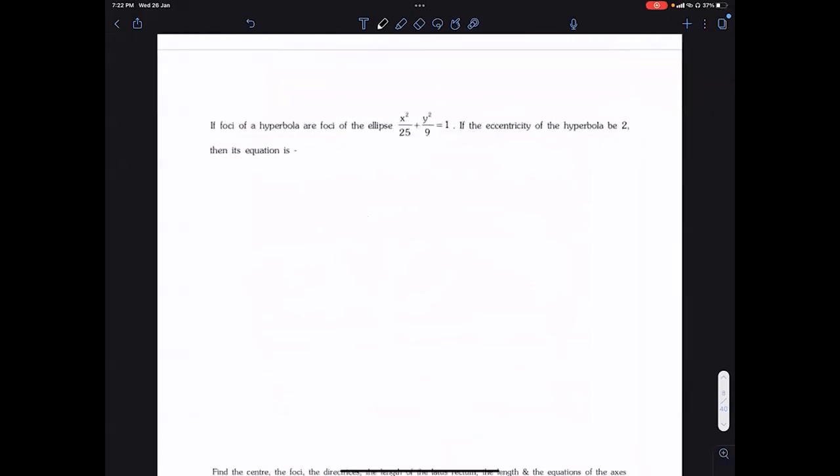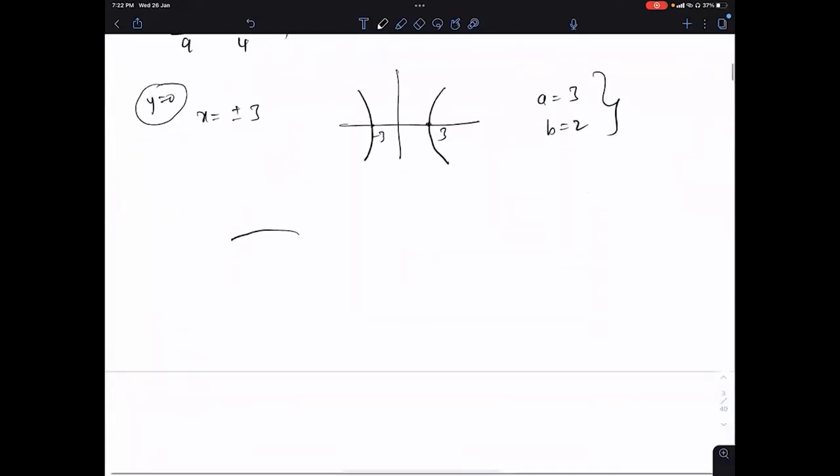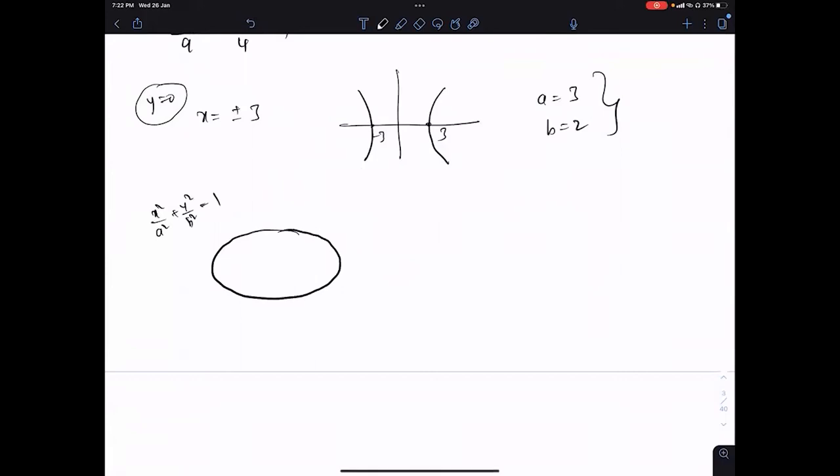Okay. Next, coming to the problems. And one more important point, guys. In case of ellipse, the equation was x square by a square plus y square by b square equals 1. What is the distance between the center and the focus? It is root over a square minus b square. Now, in case of hyperbola, the distance between the center and the focus will be root over a square plus b square.